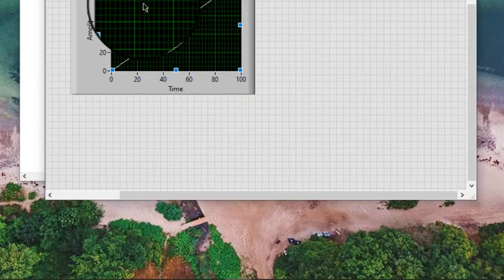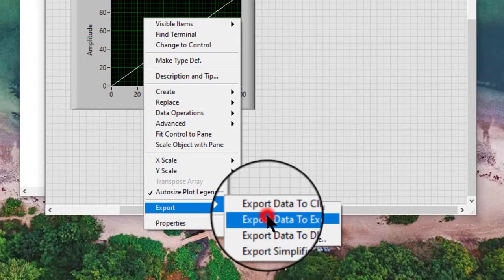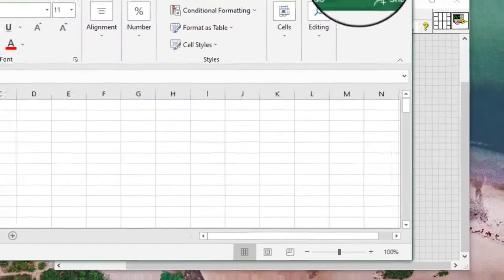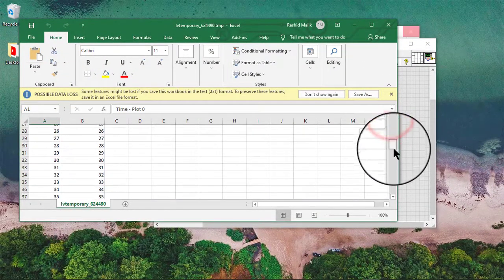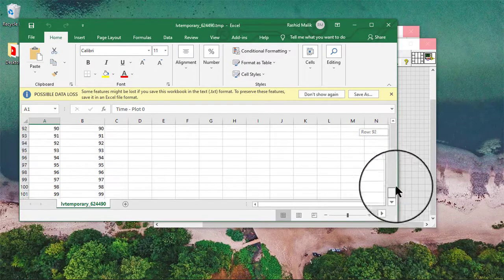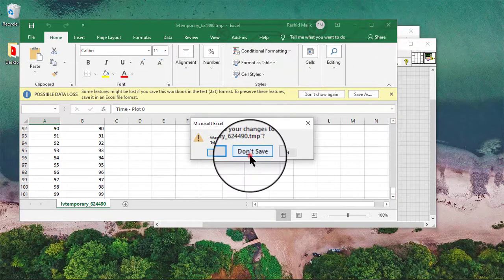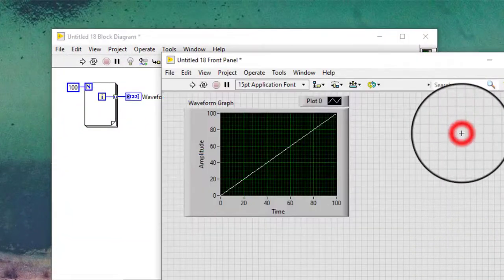And export the graph. Graphs are best for fast processes that require data continuously.